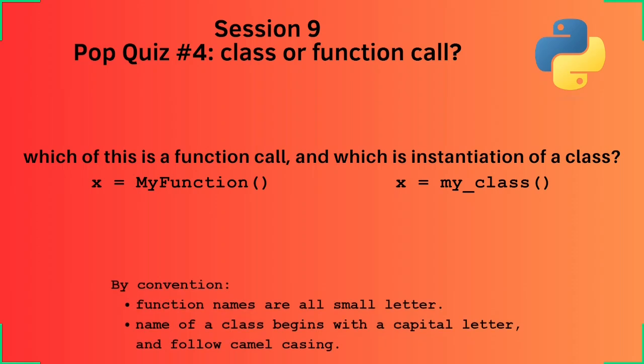By convention, function names are all small letters, as we saw in the previous session when we did user-defined functions. And today I just told you that by convention, the name of a class begins with a capital letter with camel casing, right? So in the first one, I have capital M, capital F, no underscores in between those words, my and function. And that tells me, although the name includes the word function, don't get confused with that, because if I go by convention, which we all should, this should be a call to a class, or creating an object based on a class, my function.